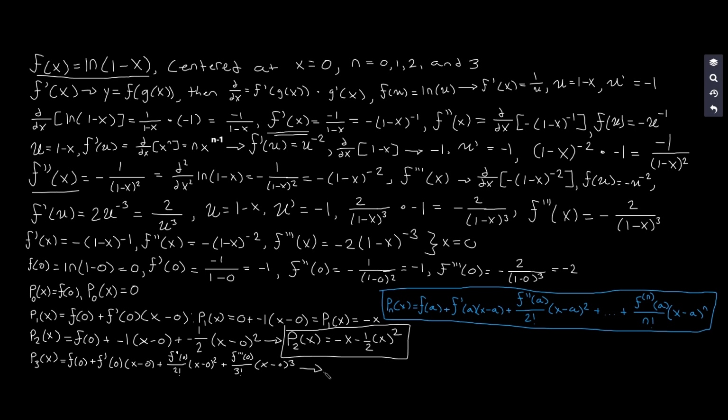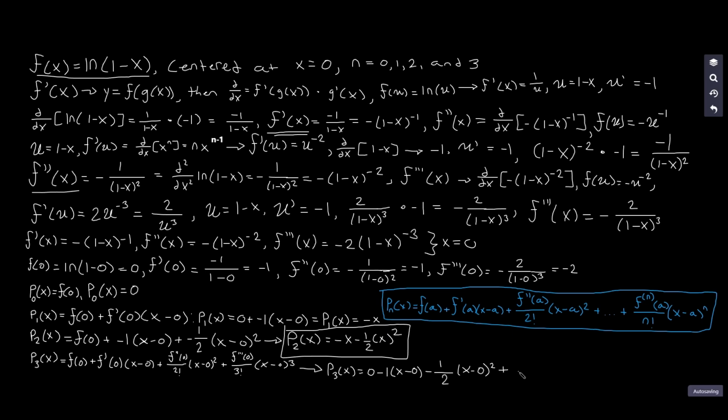Okay, let's do some simplification here. That means P sub 3 of x is going to be equal to 0 minus 1 times x minus 0, minus, well, f double prime of 0 was identified to be negative 1, so it is going to be minus 1 over 2 factorial, which is just 2, times x minus a, which is x minus 0, squared.